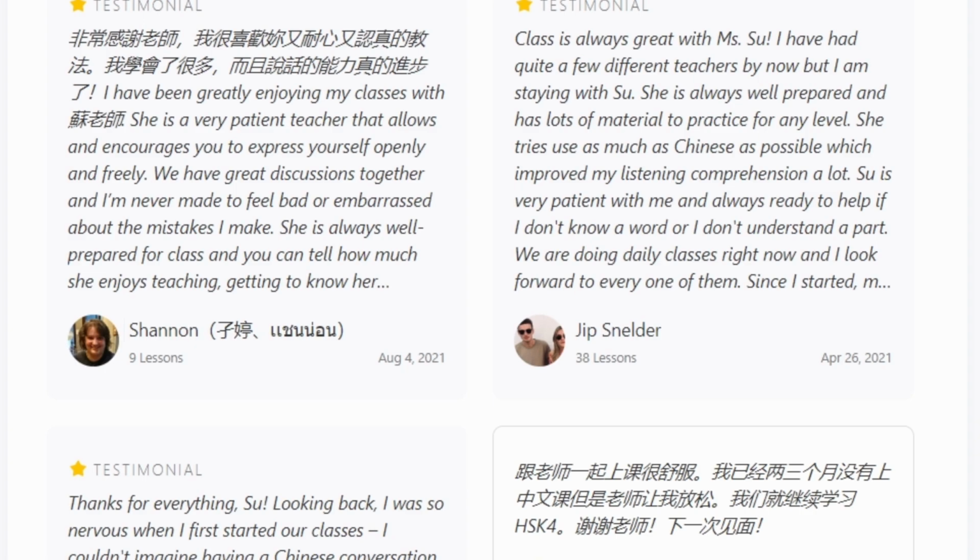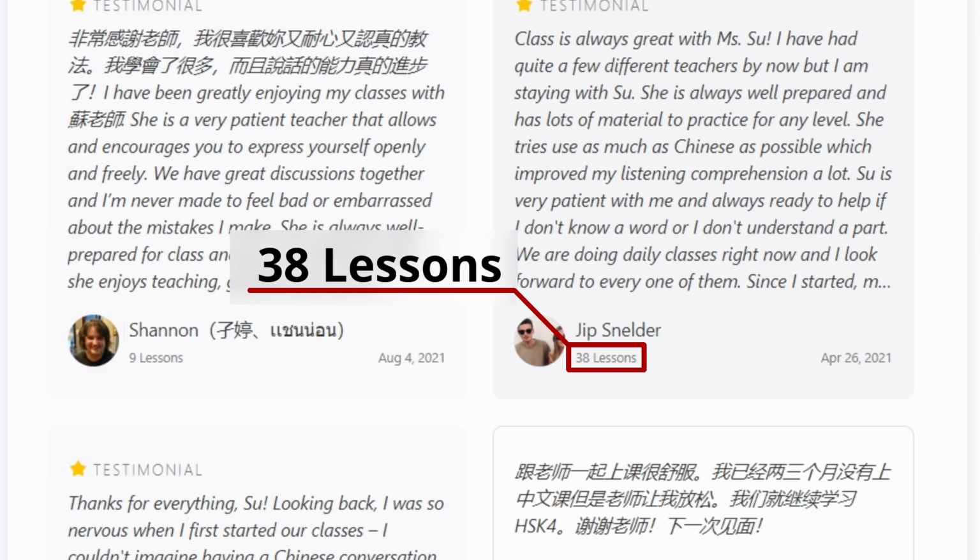So how do we find them? You see the student's name here, and under the name we have the number of lessons here. This number of lessons is the number of lessons that the student has taken with his teacher. For example, this person has taken 38 lessons with this teacher. So I would consider this a long-term student.